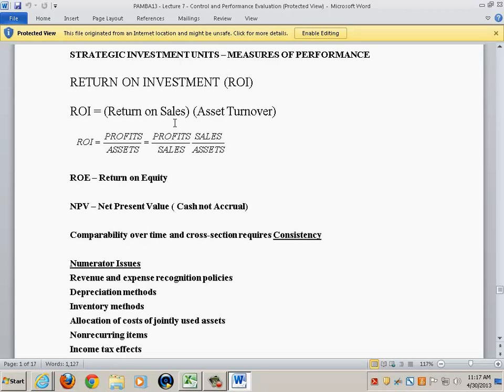If you multiply the two ratios, you can see that sales in the denominator and in the numerator will cancel off, and you will get profits over assets, which is the return on investment. So you can present the return on investment as a multiplication of the return on sales times the sales turnover. And we are going to go today over a detailed numerical example so that we make those concepts concrete.